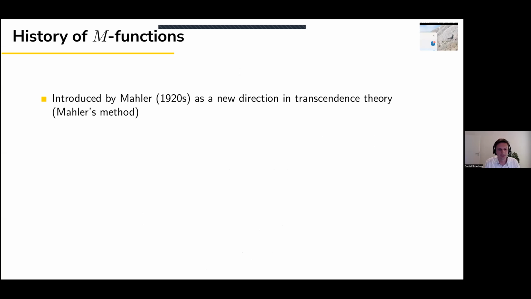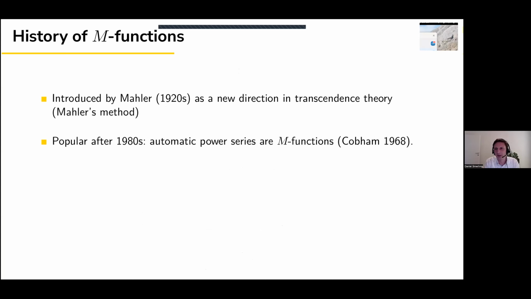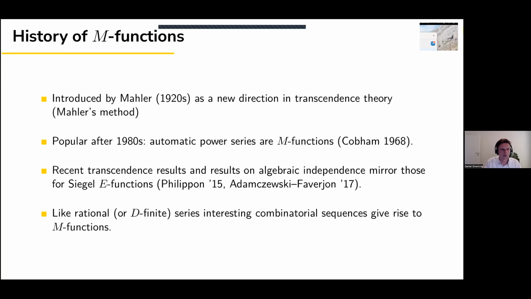Now, where did these Mahler functions first appear? They were introduced in the 1920s by Mahler in the context of transcendence theory. So his basic idea is that if you plug an algebraic number into such a function, you should get a transcendental number. Then they were not so popular for some time, but then Cobham in 1968, when he worked on these k-automatic sequences in the context of theoretical computer science, proved that automatic sequences, if you take them as the sequence of coefficients of a power series, are always Mahler functions.